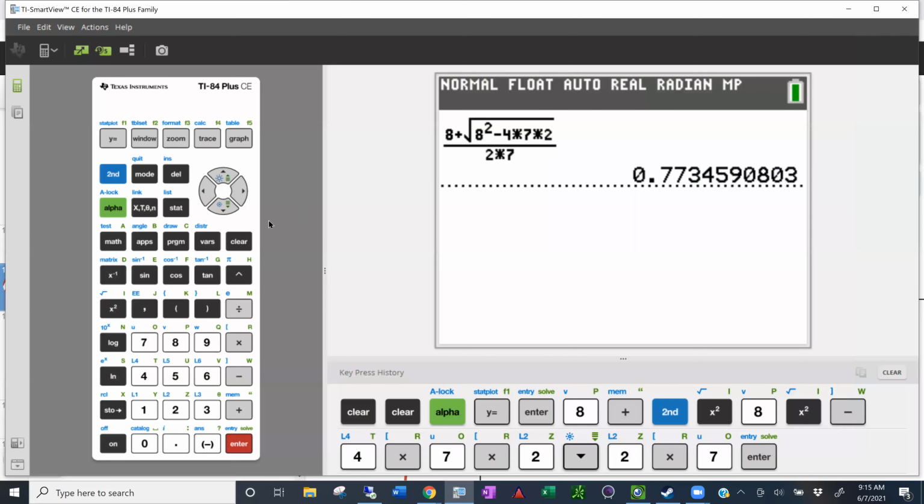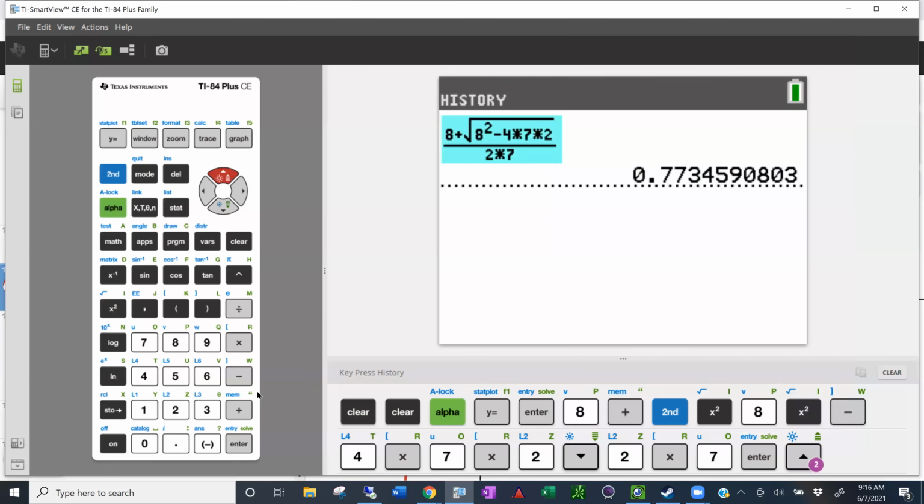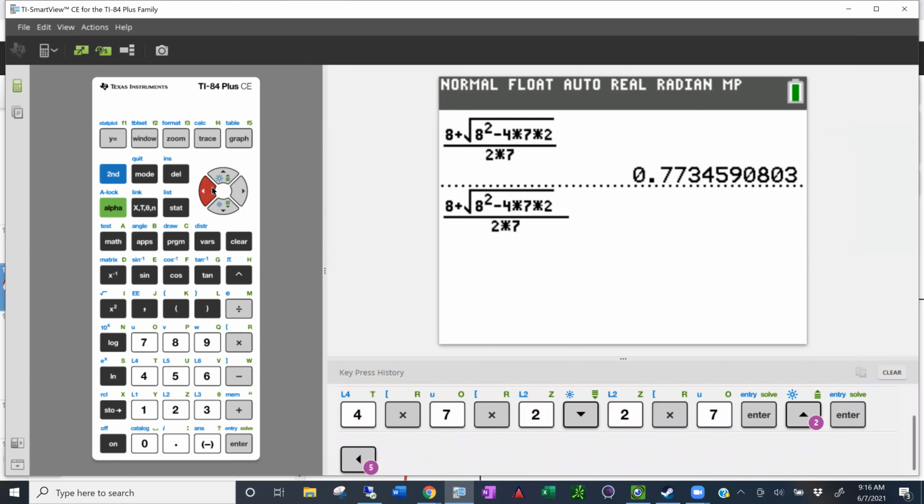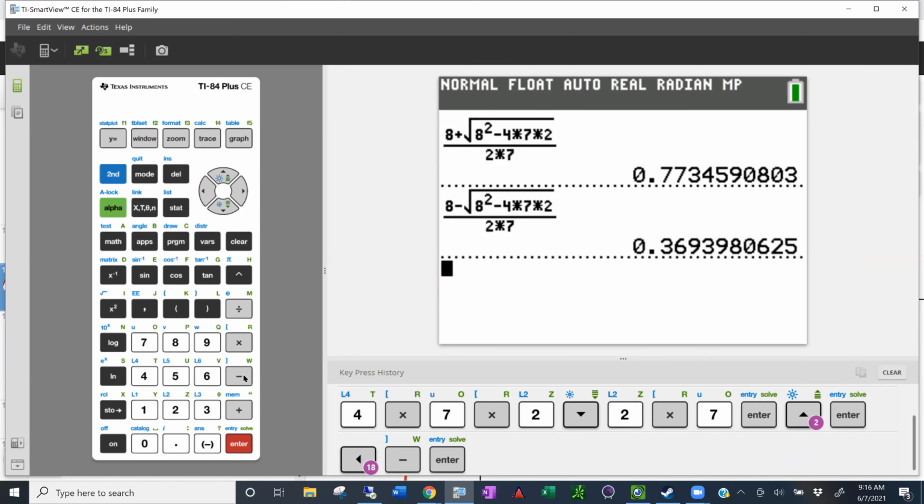Here's the first one. Now, once you've done the first one on your graphing calculator, kind of a neat trick is to go back up and select this, and then just go back and change what you need to change. In this case, for me, I want the negative solution as well. So you get two solutions, one at about 0.77 and one at about 0.37. Awesome.